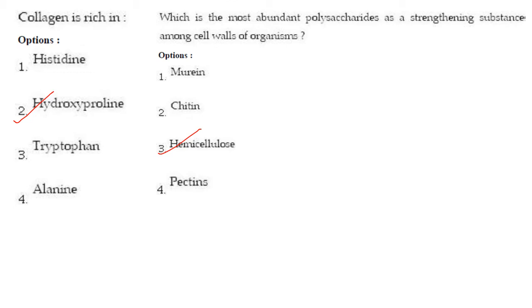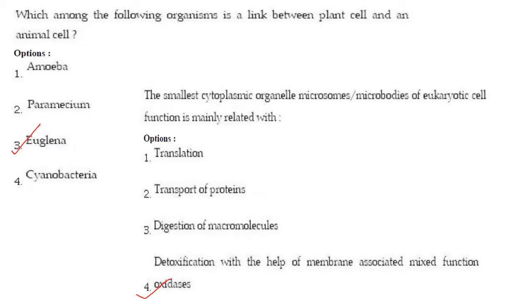Next one, which is the most abundant polysaccharide as a strengthening substance among cell walls of organisms? Option 1 murein, 2 chitin, 3 hemicellulose, 4 pectins. Answer is option 3. Next one, which among the following organisms is a link between plant cell and an animal cell? Option 1 amoeba, 2 paramecium, 3 euglena, 4 cyanobacteria. Answer is option 3 euglena.